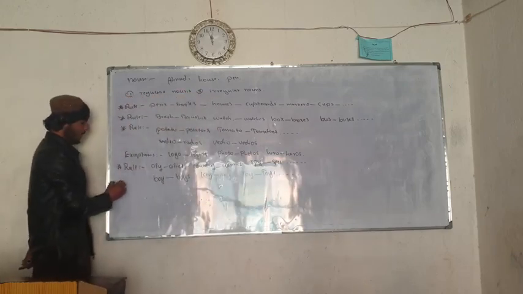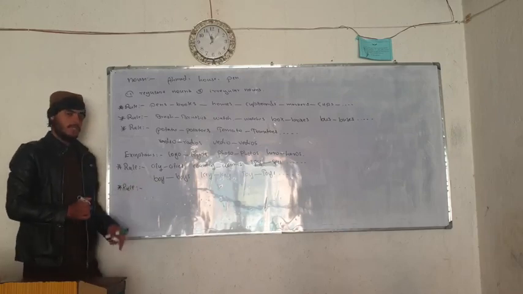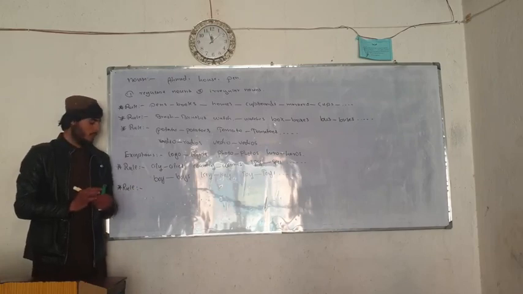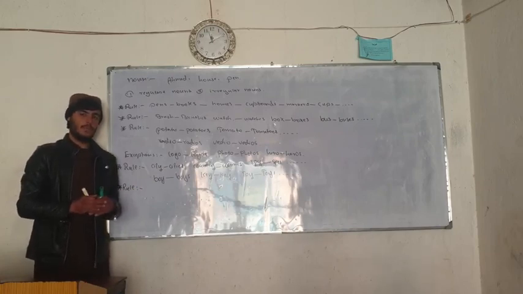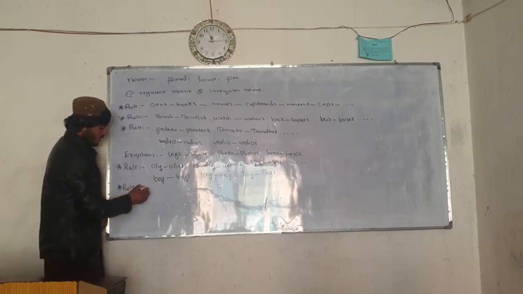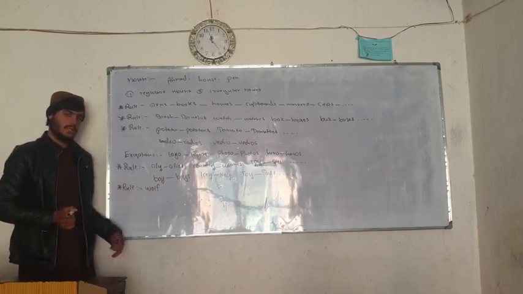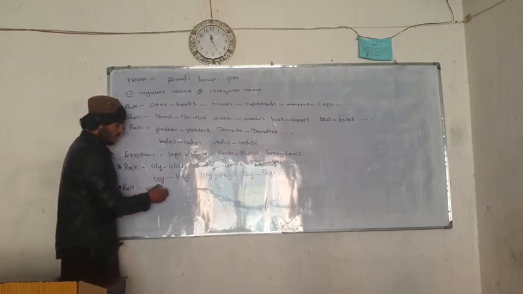In the fifth rule, if a noun ends with F or FE, we have to change F or FE into V and add ES at the end, like wolf. Here this noun ends with F, so we have to change F into V and add ES at the end, like wolves.